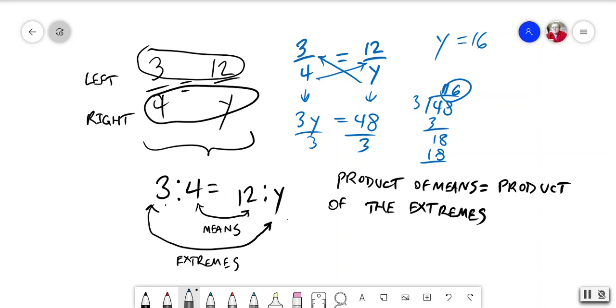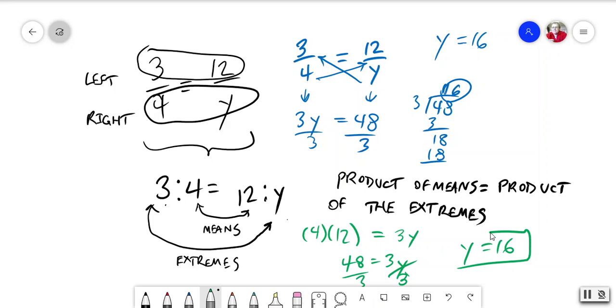Now, in green down here, let's look at the other way. So means, those mean the middles. So 4 times 12 is the product of the means. The product of the extremes is 3 times y. So you get 48 equals 3y, and well, duh, when you divide it out, just like we did above, y is going to equal 16, just like it was up here. So it's very easy. It's not hard at all.